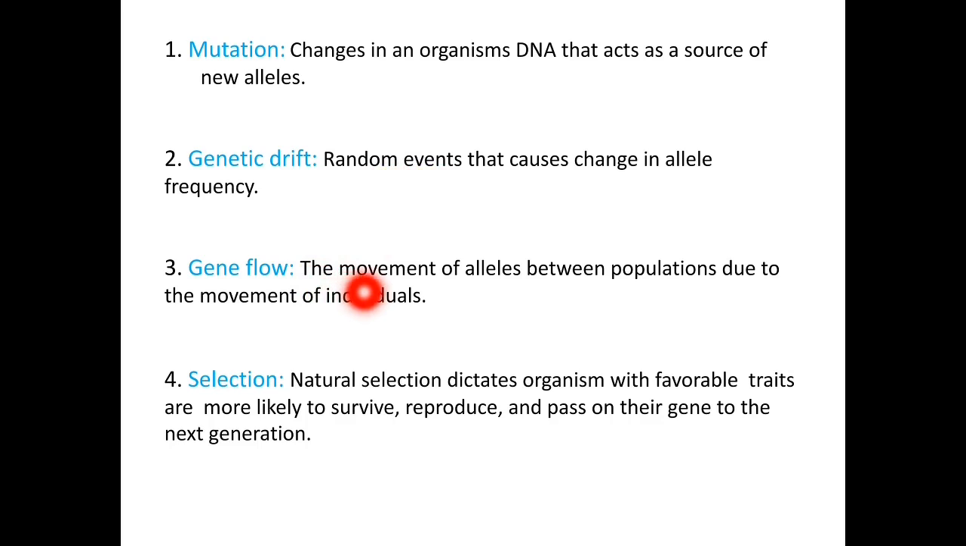And third is gene flow. It is the movement of alleles between populations due to the movement of individuals. And now coming to natural selection. Natural selection mainly selects organisms with favorable traits, because those traits are more likely to survive, reproduce and pass on their genes to the next generation.